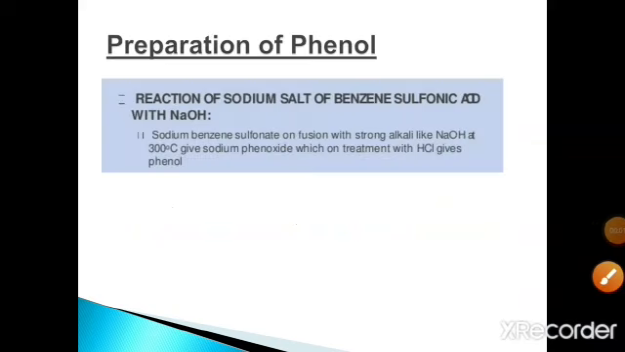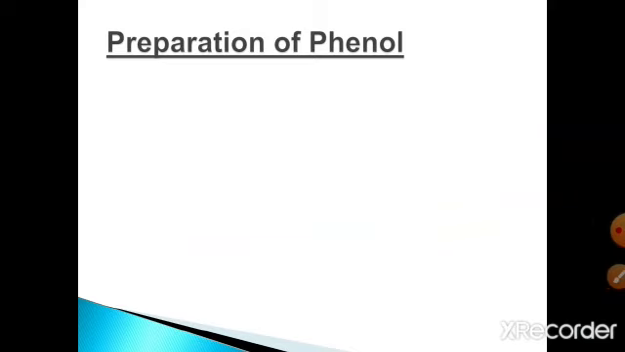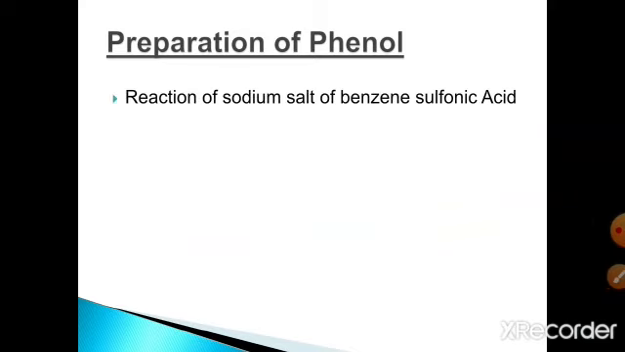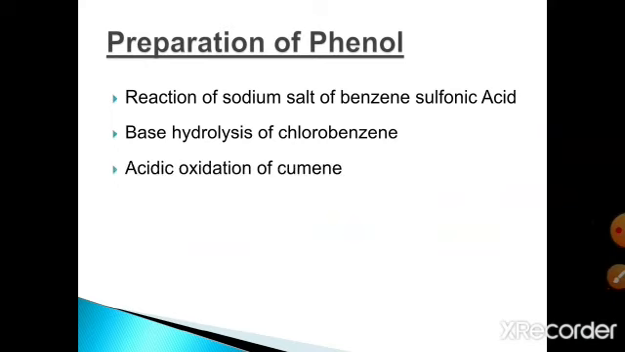Now let's move towards another heading, that is preparation of phenol. Phenol can be prepared by different methods. First is reaction of sodium salt of benzene sulfonic acid with sodium hydroxide, base hydrolysis of chlorobenzene, acidic oxidation of cumene, and preparation of phenol from aryl diazonium salt.